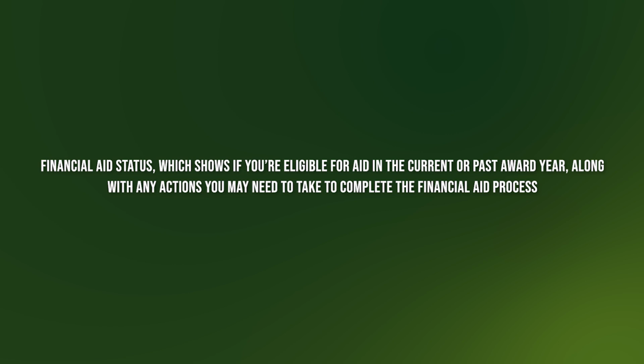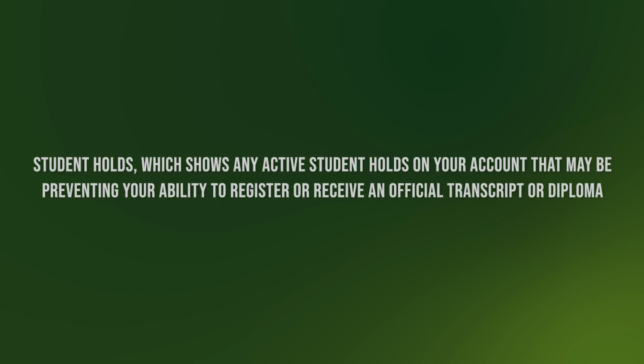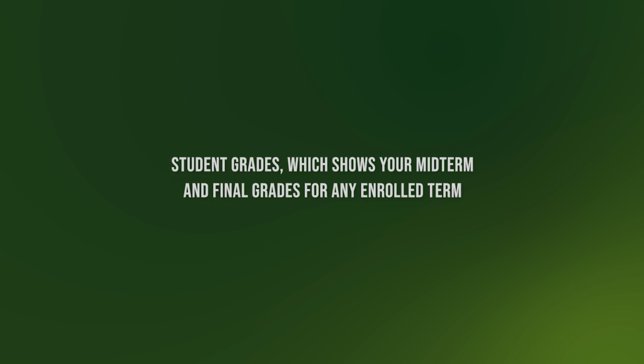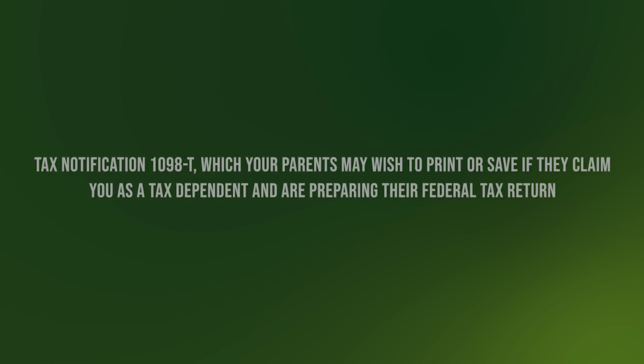Financial aid status, which shows if you're eligible for aid in the current or past award year, along with any actions you may need to take to complete the financial aid process. Student holds, which shows any active student holds on your account that may be preventing your ability to register or receive an official transcript or diploma. Student grades, which shows your midterm and final grades for any enrolled term. Tax Notification 1098-T, which your parents may wish to print or save if they claim you as a tax dependent and are preparing their federal tax return.